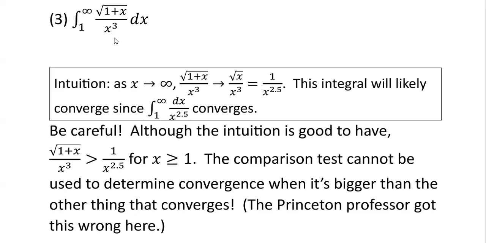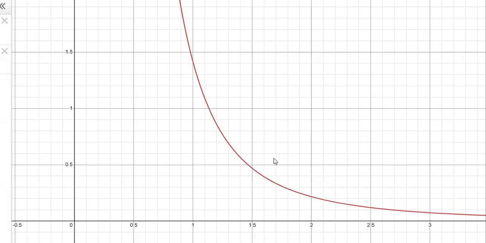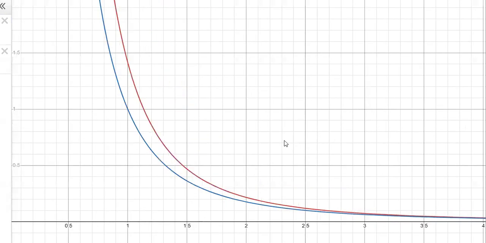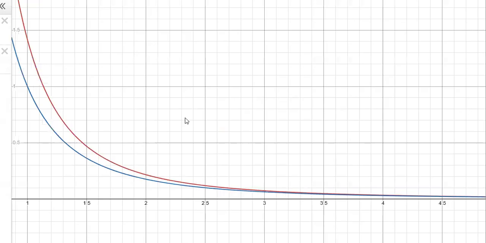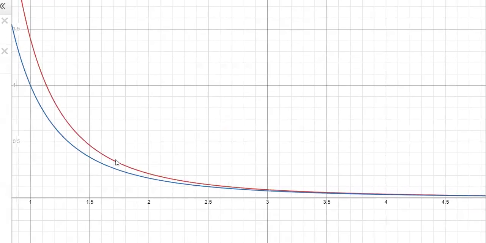He failed to see that our function is actually bigger than 1 over x to 2.5. Let's even graph it. So I have Desmos open. Let me open it up right now. So this is the function that we want, square root of 1 plus x over x cubed. Now let me graph y equals 1 over x to the 2.5 power, the one that the professor tried to compare to. You can see it's smaller. And even as we keep going, it's smaller than this curve over here, the one that we want.